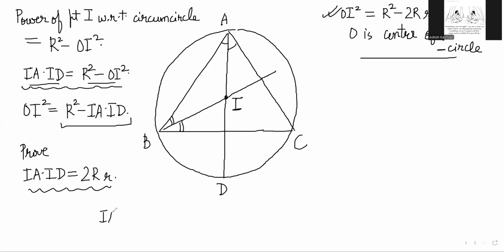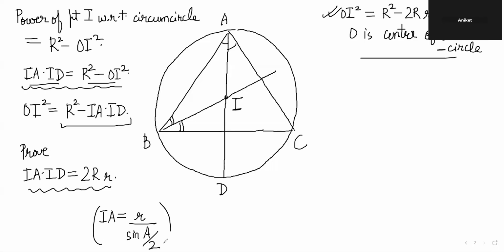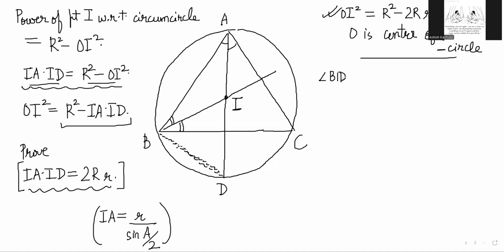Here we already know the value of IA. It is r by sin A by 2. So all we have to find is the value of ID and prove this result. So now we will join B and D. I need to find ID. If you think of angle BID, angle BID is equal to angle BAD plus ABI.